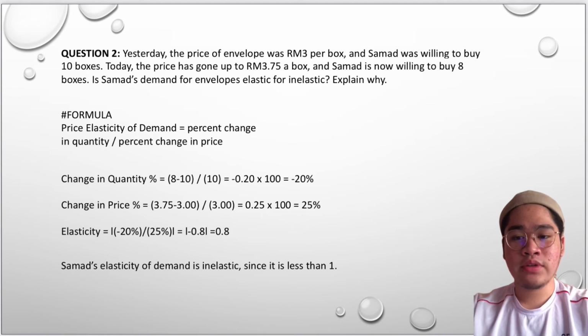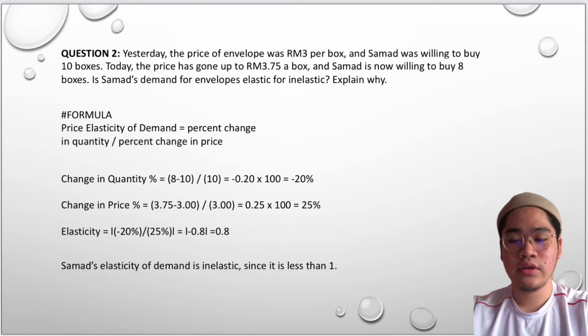To answer this question, we must use the formula: price elasticity of demand equals percent change in quantity divided by percent change in price. The first step is we must find the percent change in quantity, which is (8 minus 10) divided by 10 equals negative 0.20, and then negative 0.20 multiplied by 100 equals negative 20%.